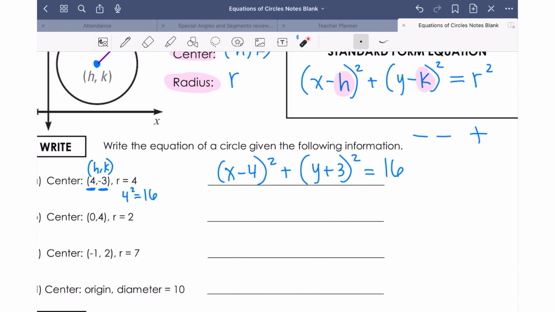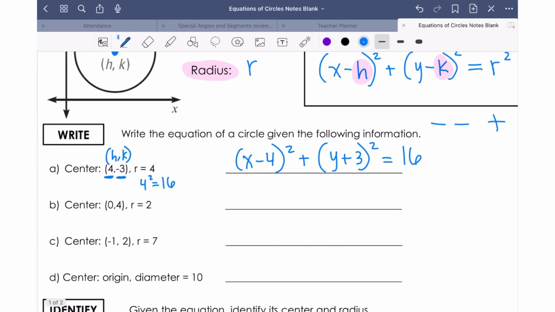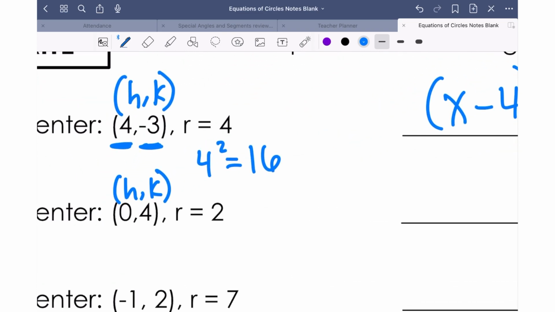Okay, let's do another one. h, k up here. 2 squared is 2 times 2.